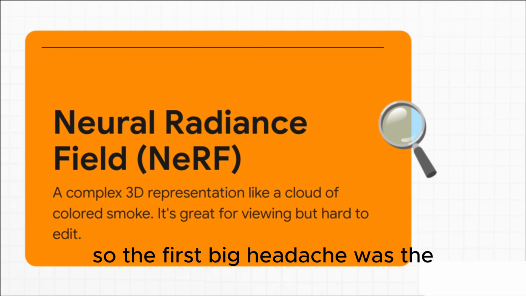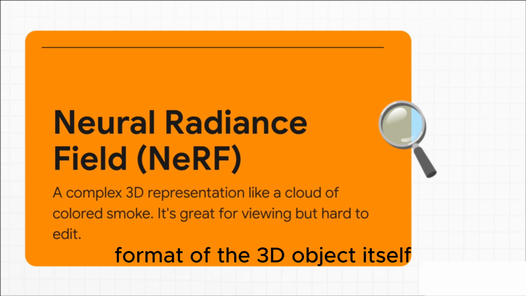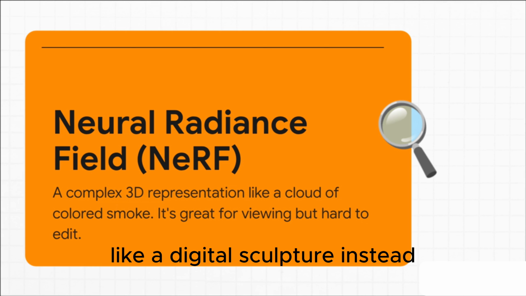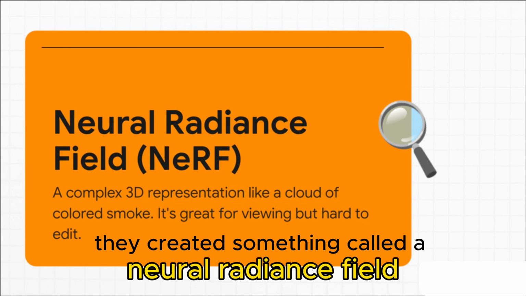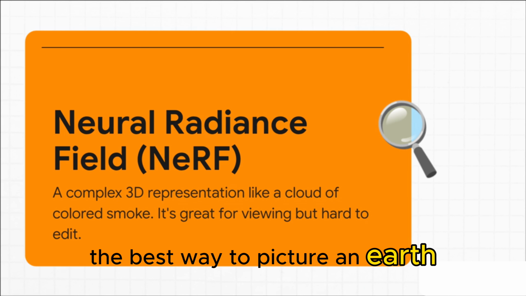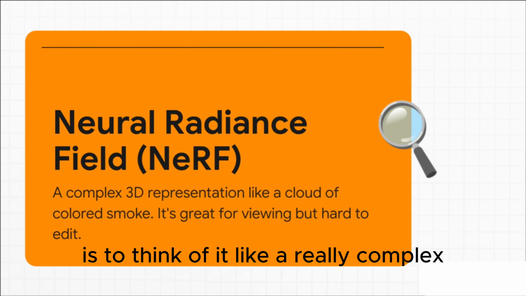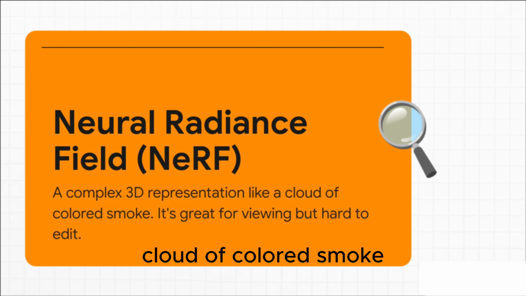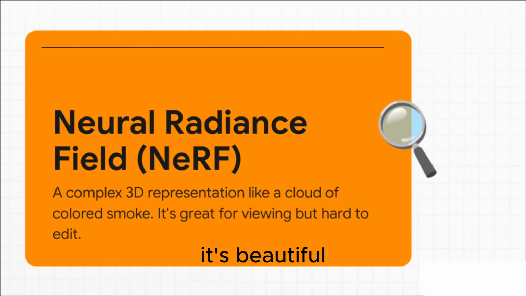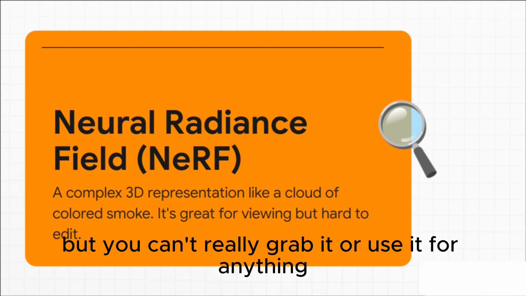So the first big headache was the format of the 3D object itself. See, these early systems didn't produce a solid model like a digital sculpture. Instead, they created something called a Neural Radiance Field, or a NeRF for short. And honestly, the best way to picture a NeRF is to think of it like a really complex cloud of colored smoke, or maybe a 3D photograph. You can look at it, it's beautiful, but you can't really grab it or use it for anything.